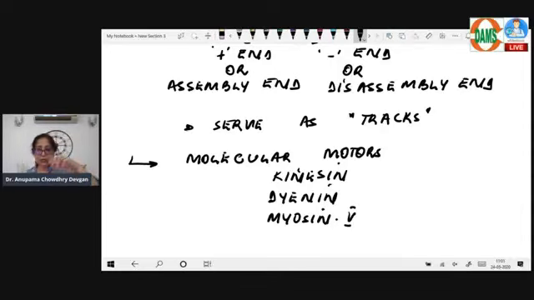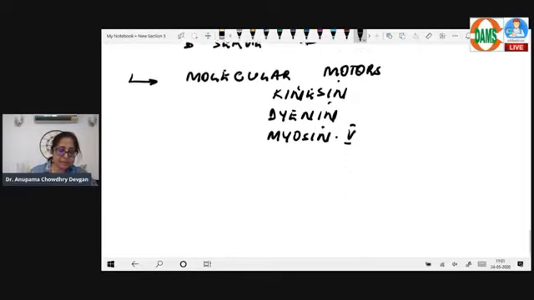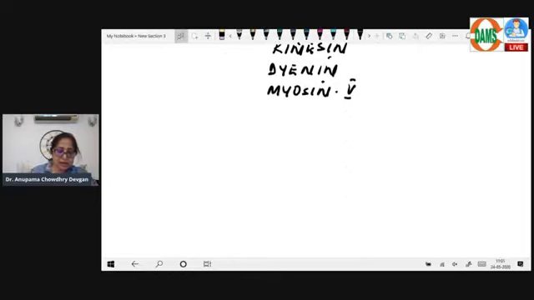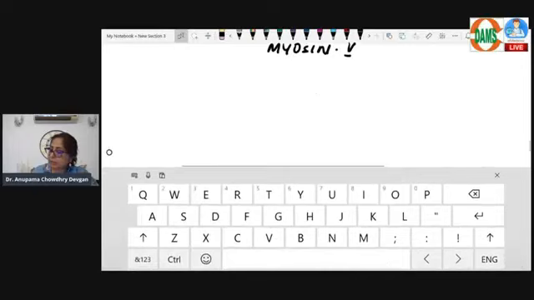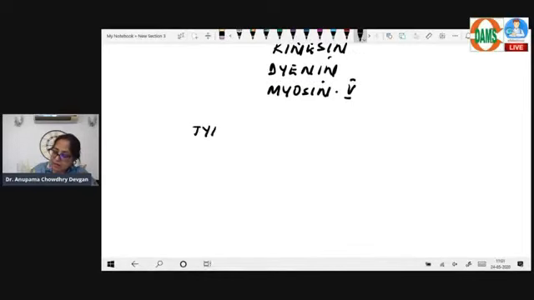Microtubules serve as tracks. Microtubules are present in the axoplasm. They are involved in axoplasmic transport. What moves on the microtubules are these motors, and what are these motors? Kinesin, dynein, and myosin 5. What do I need for axoplasmic transport? I need calcium, I need ATP, I need microtubules, I need molecular motors.